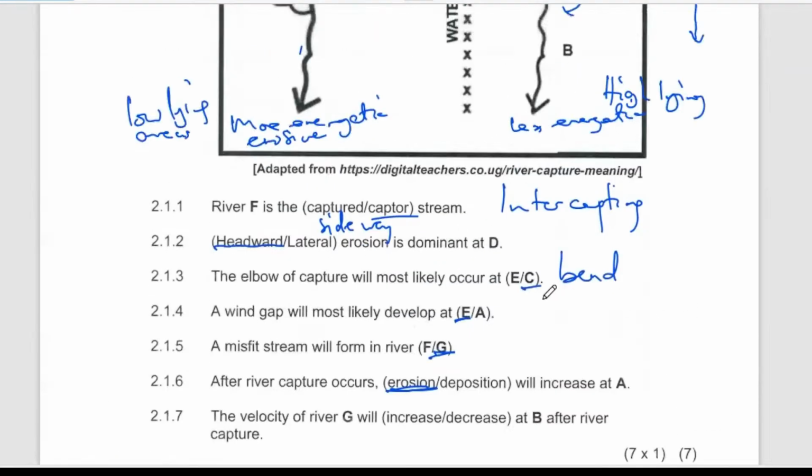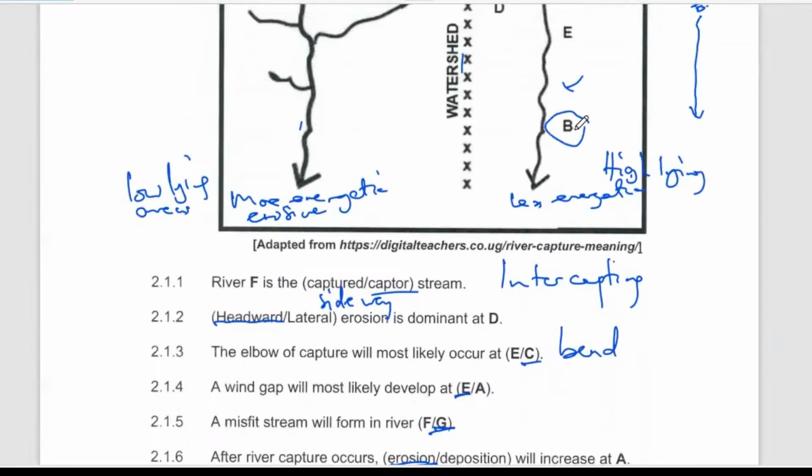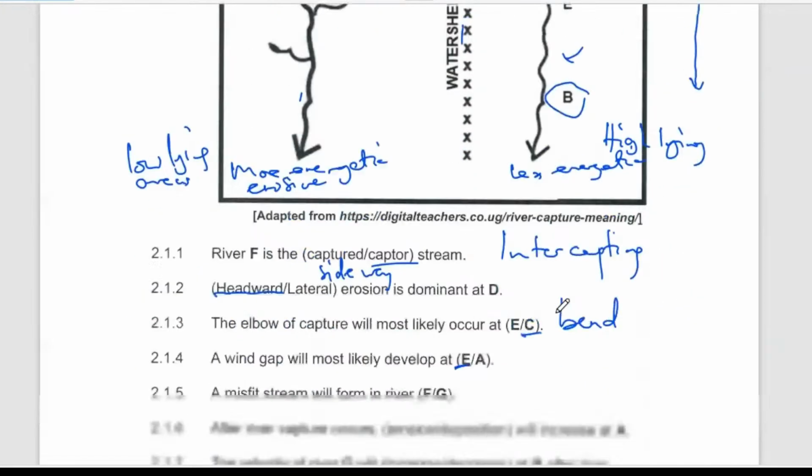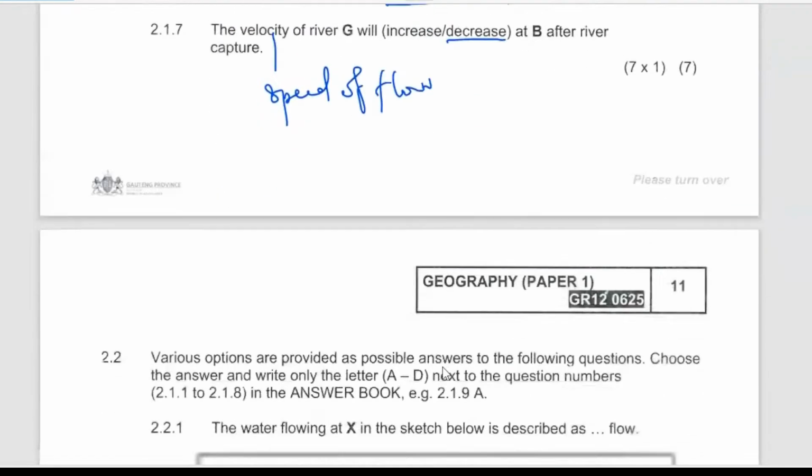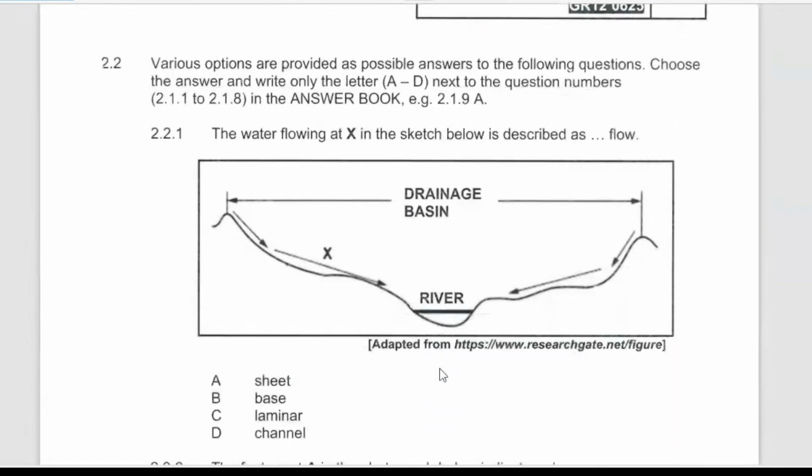Velocity of river G will increase or decrease after river capture at B. Where is B? B is here. There will be less discharge here, implying that the velocity of the river is going to decrease. The velocity you are looking at is the speed of flow of the river. If there's less discharge, there's less water, so the velocity is going to be less. But if there's more discharge, there is going to be high velocity. So because of stream piracy, that stream has been captured, which implies that it's going to have less velocity because of the less discharge.